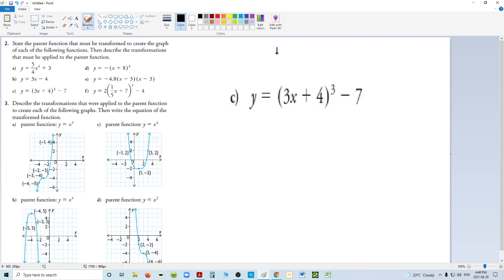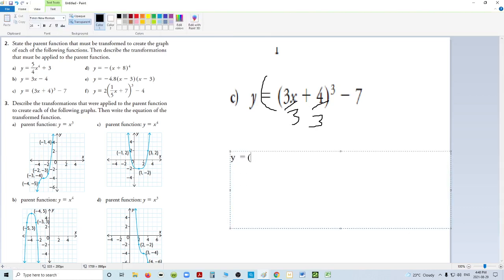Okay, so this is not correctly factored. I have to get a 3 out and keep it within its cubic bracket. And when I divide them both by 3 to get the 3 out, I end up with this in brackets. Y is equal, open brackets, 3, open brackets, x plus 4 over 3, all to the power of 3, minus 7. So this is what I end up with.